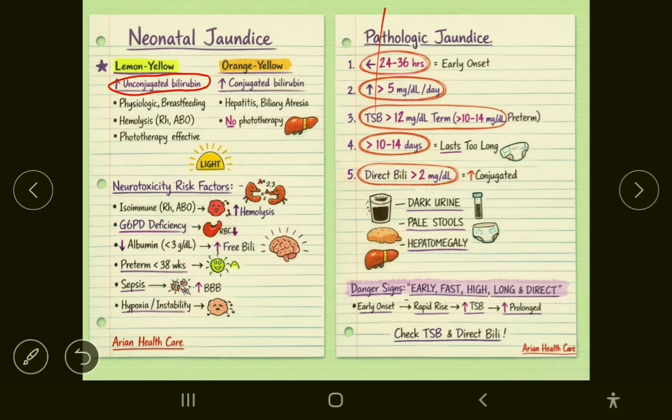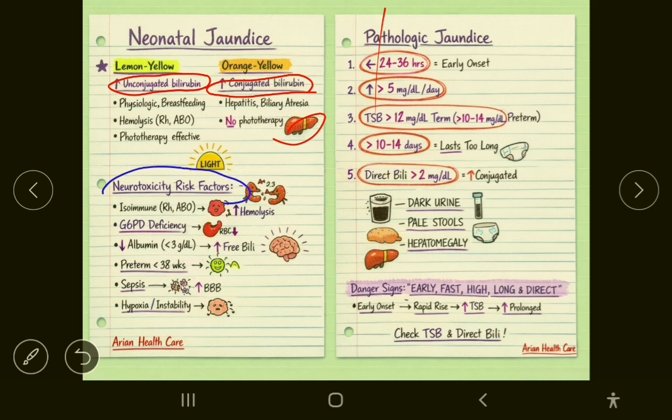Orange yellow jaundice commonly indicates conjugated or direct bilirubin. This is seen in conditions like neonatal hepatitis and biliary atresia. Phototherapy is not effective in conjugated bilirubin because it's already water soluble. These babies may have dark urine, pale stools, and hepatomegaly.